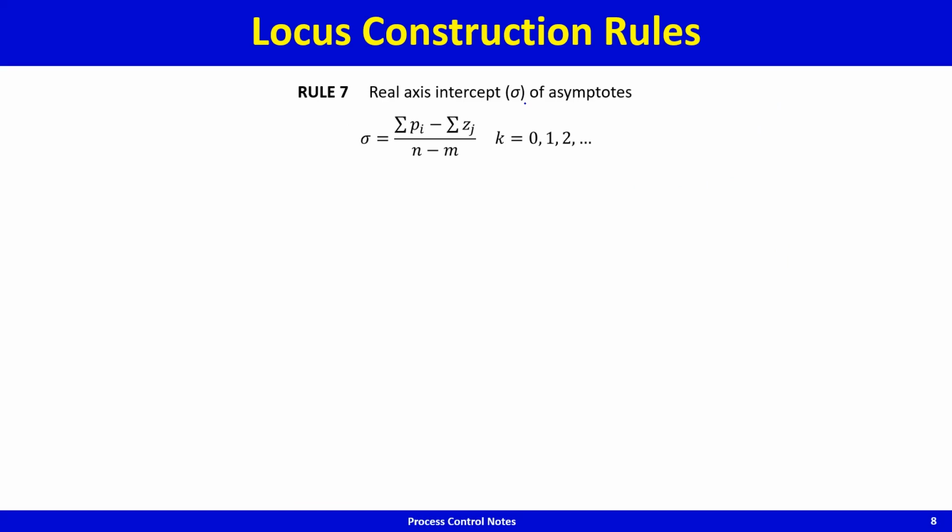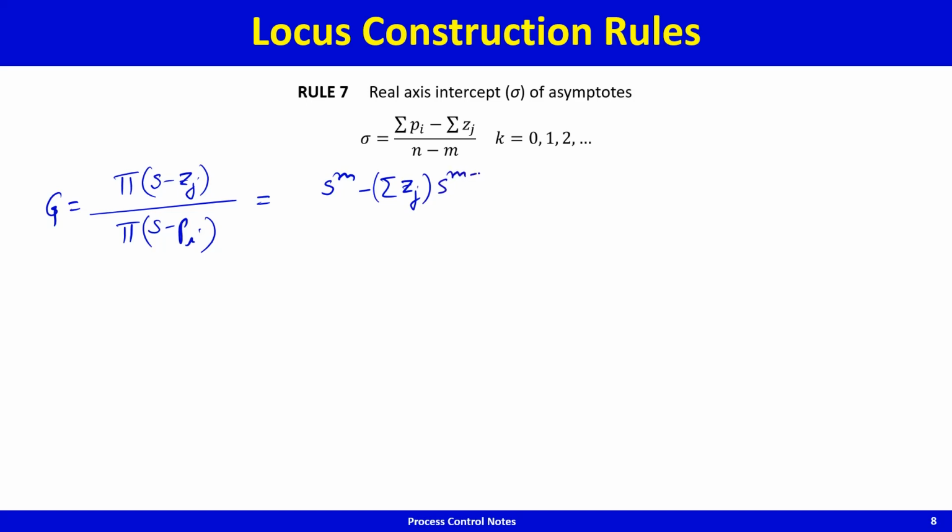How to derive it? In this case we will again take G equal to the product of S minus Zj divided by the product of S minus Pi, which turns out to be S to the power m minus summation of Zj into S to the power m minus 1 plus other terms, divided by S to the power n minus summation Pi S to the power n minus 1 plus other lower order terms.